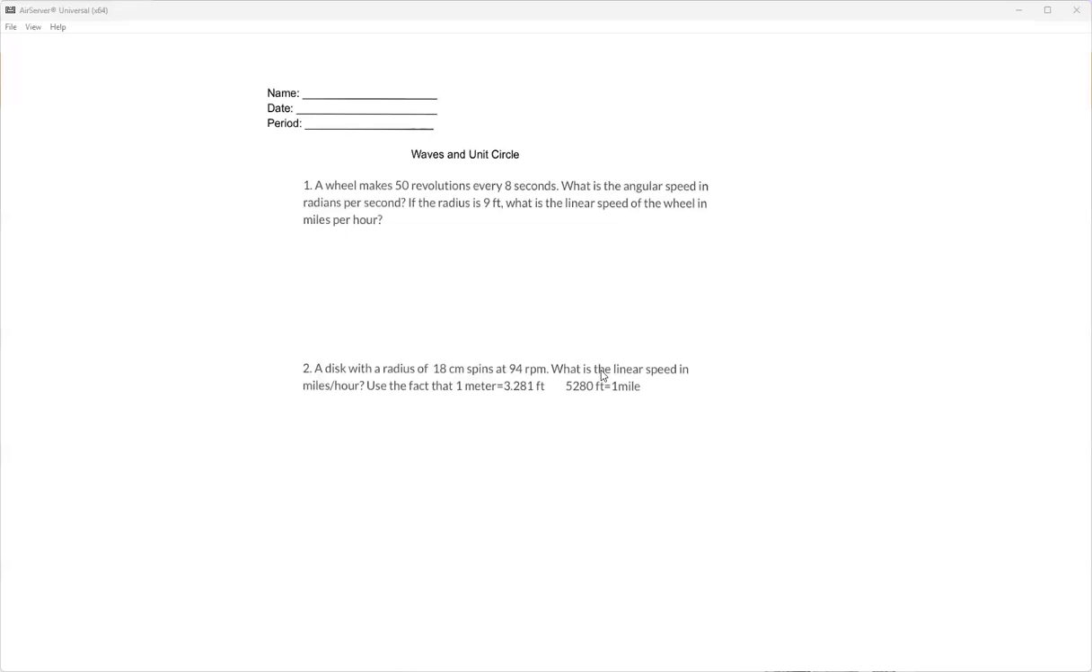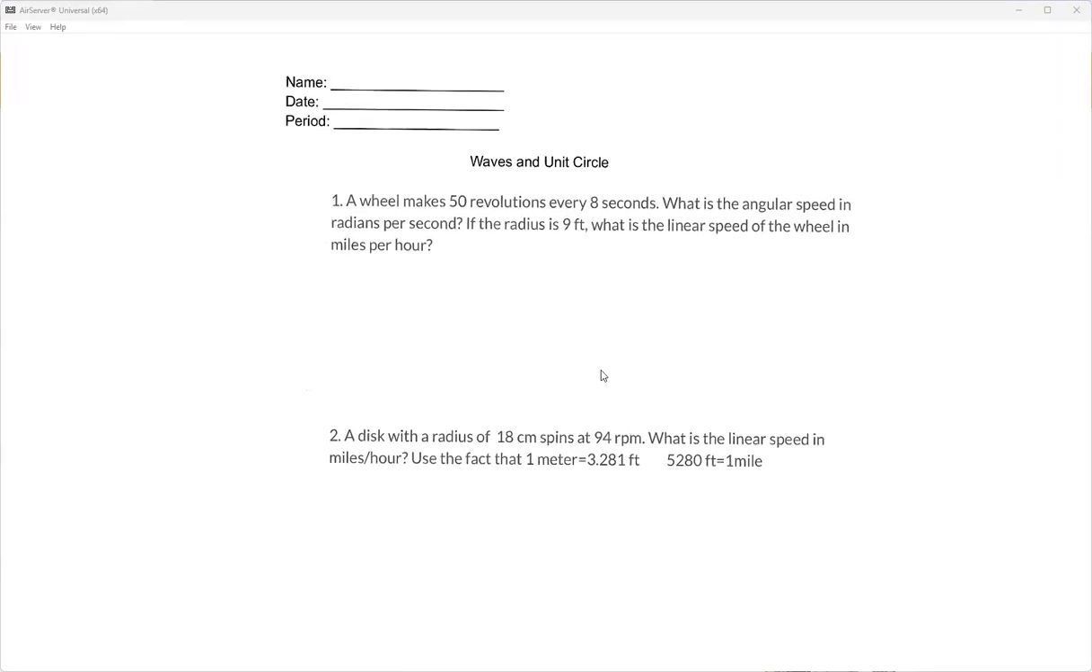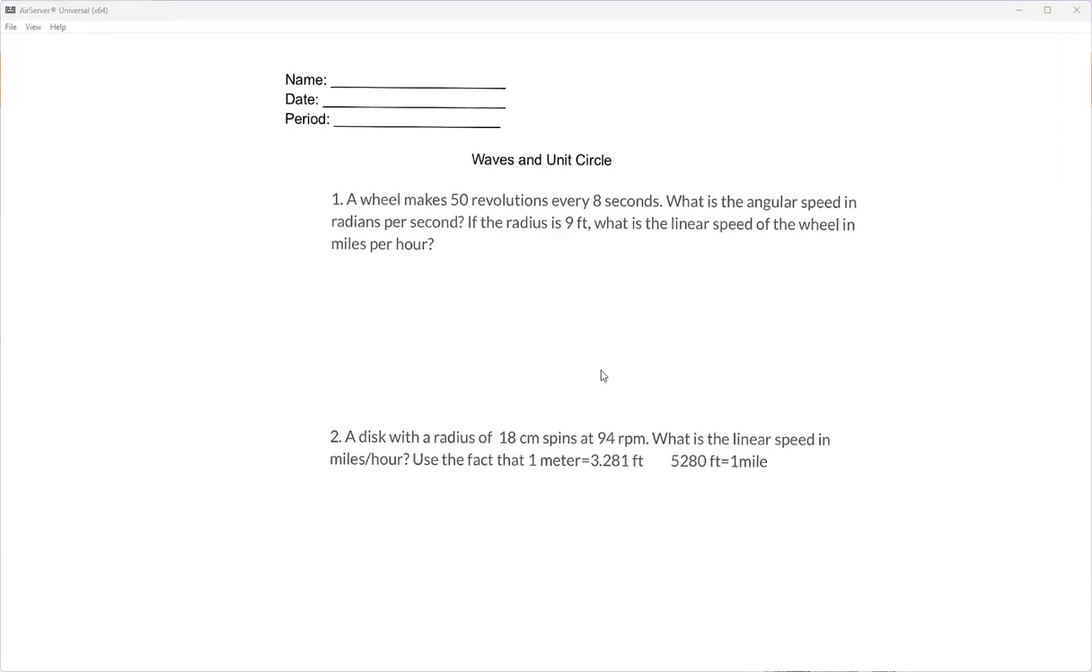All right, a wheel makes 50 revolutions every 8 seconds. What is the angular speed in radians per second? If the radius is 9 feet, what is the linear speed of the wheel in miles per hour? All right, so we have 50 revolutions for every 8 seconds.